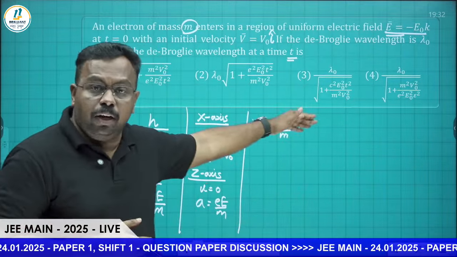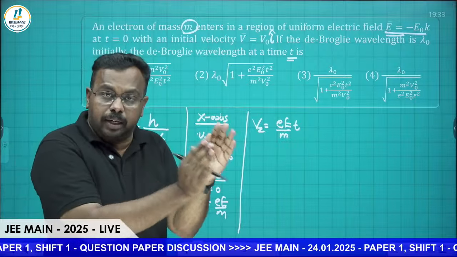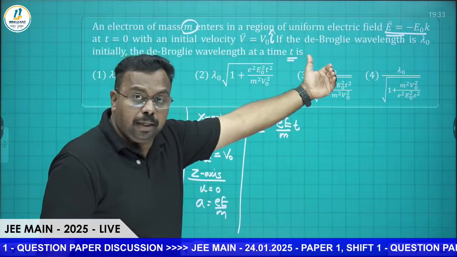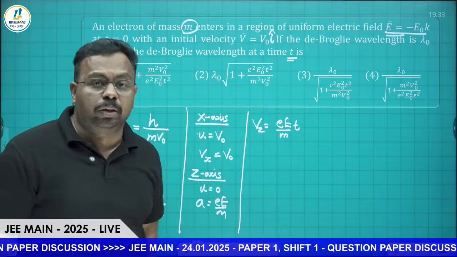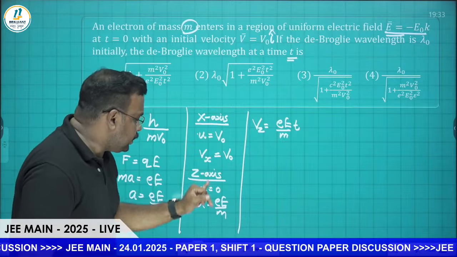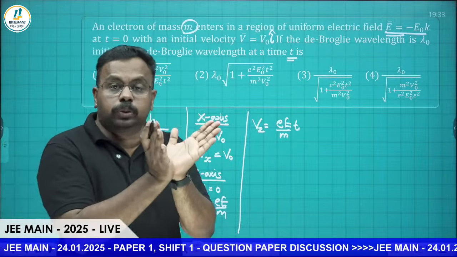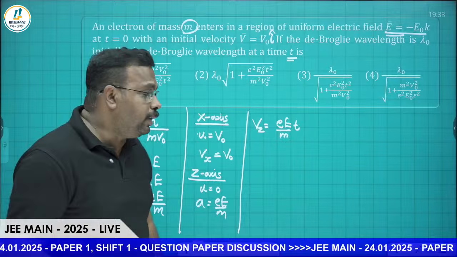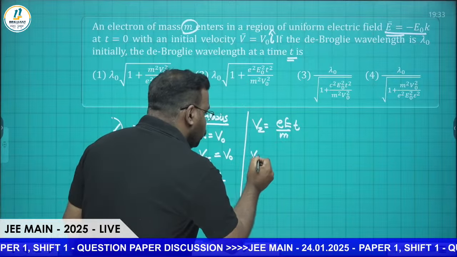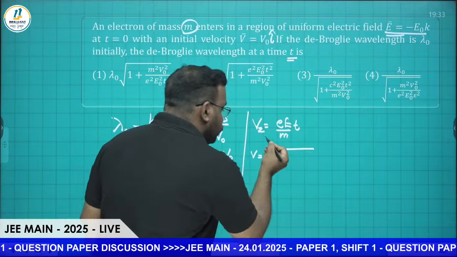Okay, this is the velocity along z-axis. That means this particle, the electron, once it is entering the electric field, will have two velocities in two different directions. One is along x-axis, other is along z-axis. You know they are mutually perpendicular. So how can you find the resultant velocity? We can write v is equal to root of vx square plus vz square.